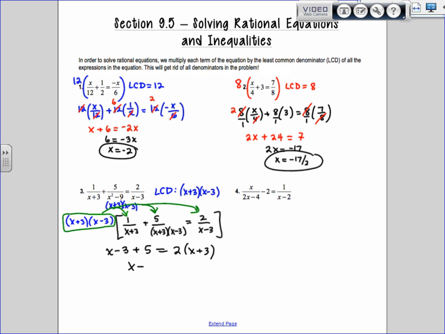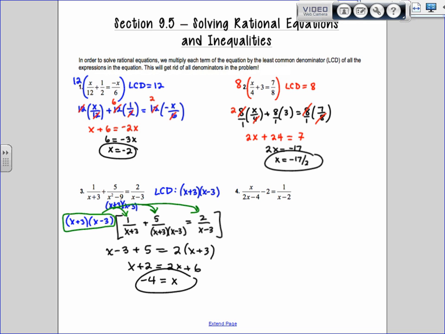All right, so I get x plus 2 equals 2x plus 6. Subtract the x, so I get x. Subtract the 6 over here. So I get x equals negative 4. And that's your answer.